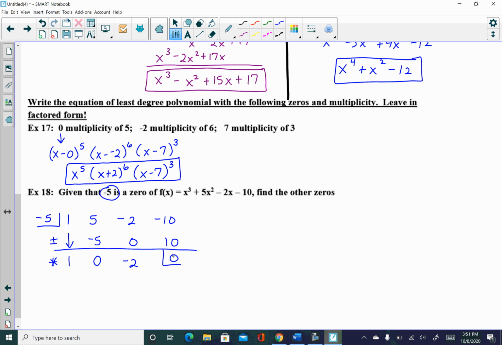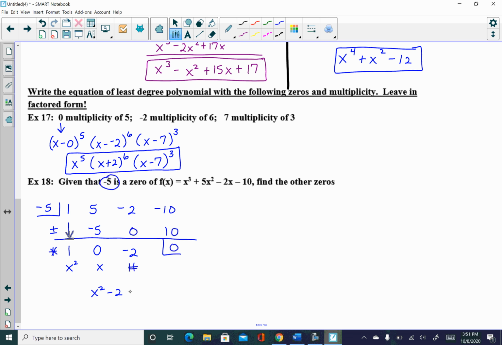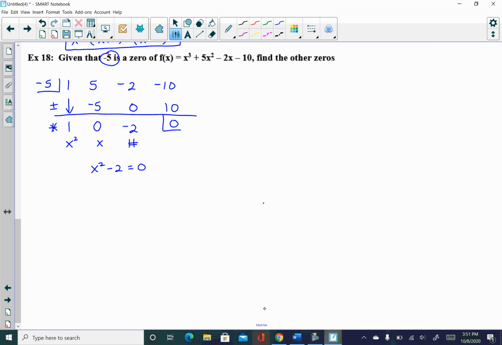We expected to have a remainder of 0, right? Because they told us that negative 5 was a 0, so we should have gotten a remainder of 0. This is 1 degree less, so remember this is x squared, x, and number. So now I have x squared minus 2. From here, set this equal to 0 and solve for x so that you can find your other remaining zeros, right? Because if this is degree 3, then I need to either find 3 zeros or some multiplicity has got to add up to 3.